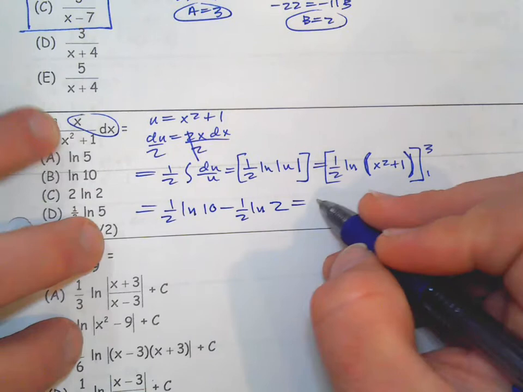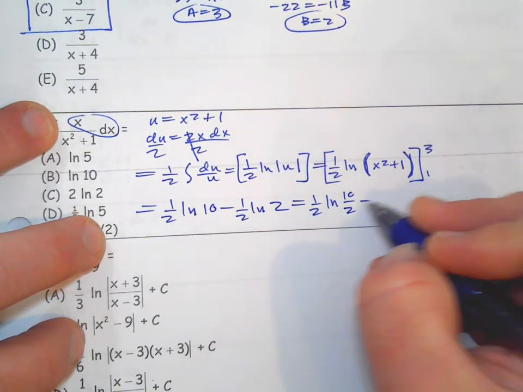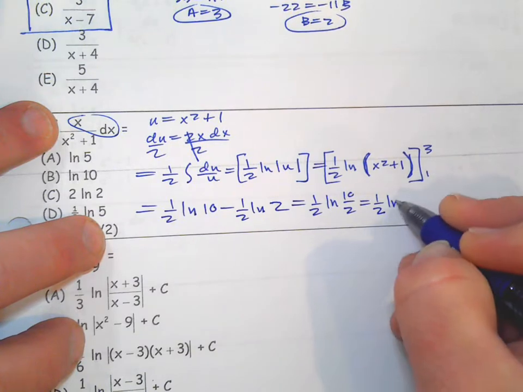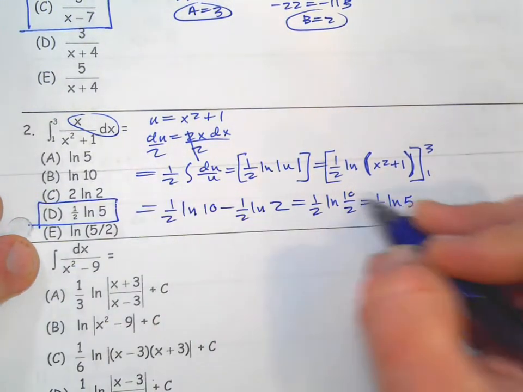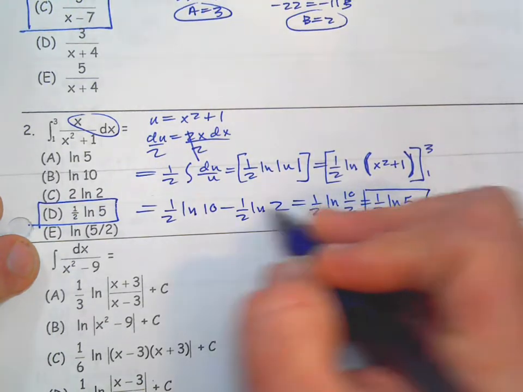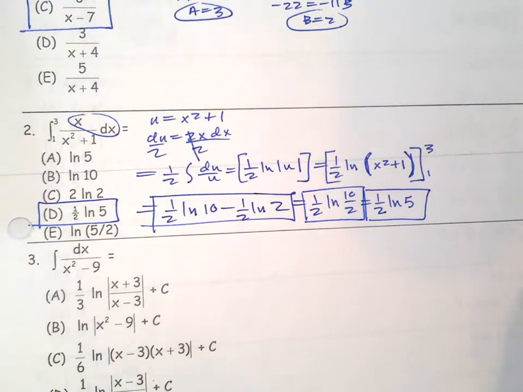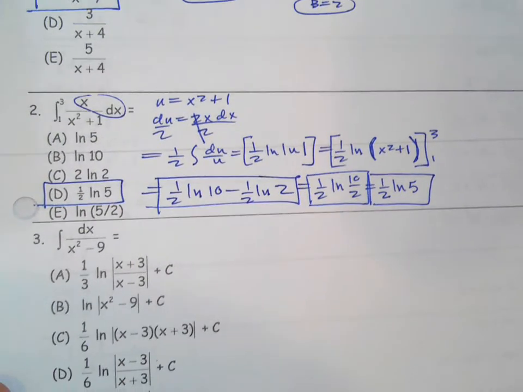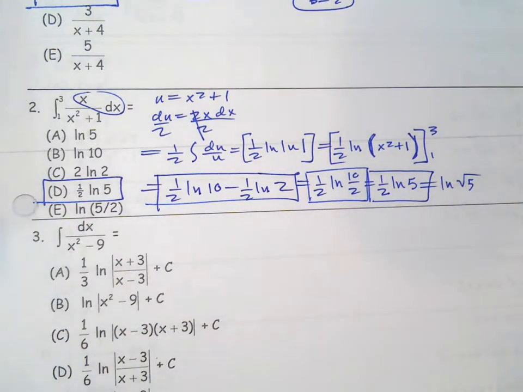We could use log rules to combine these together and get that, and there's that answer right there. So we have to be able to work with log rules to get it to look like what they have. Of course, from here you could say natural log of the square root of 5 could have been an option also.